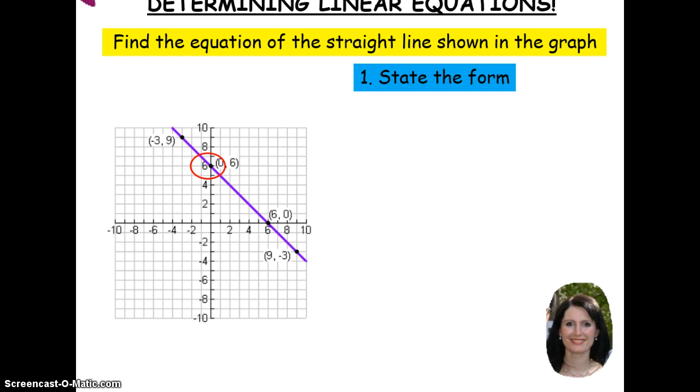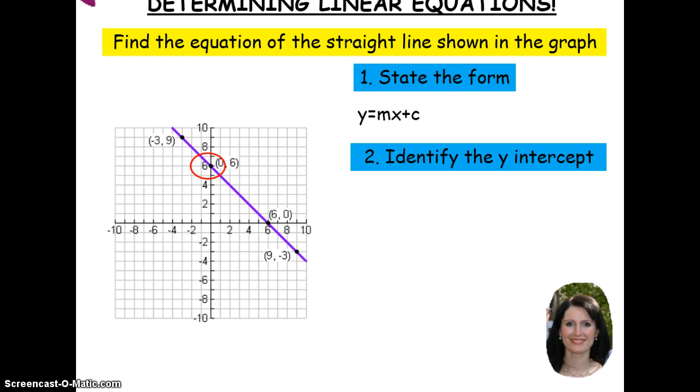So first of all, let's state the form. That's often what we need to do. y equals mx plus c. Then let's identify the y-intercept. That's really easy because there it is, circled in red. The y-intercept is 0, 6. So our c value, which is the y-intercept, must be 6. So now our equation is y equals mx plus 6.